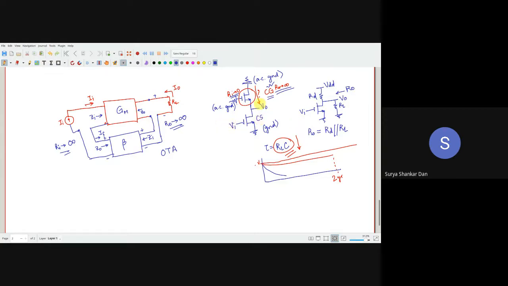Because this is the VI, this is the VO, so this is actually acting as the main amplifier. Like in the load, if I am using a current source load, okay, then I will use the CG over there.